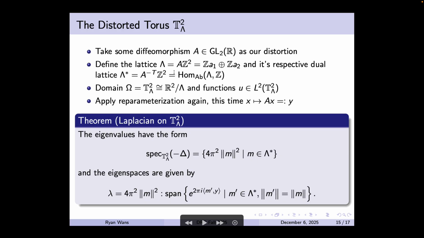What's on abelian lambda Z? Yeah, it just maps lambda to Z over abelian. Okay. Yeah.